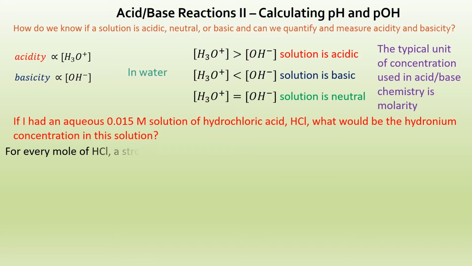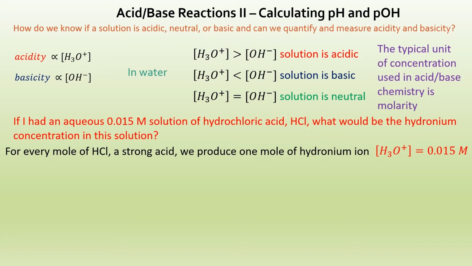Now, what this implies is that for every mole of HCl that is in the water, it produces 1 mole of hydronium ion. In this example, the 0.015 molar solution of the strong acid HCl produces an equivalent amount of hydronium, simply a 0.015 molar hydronium ion concentration.